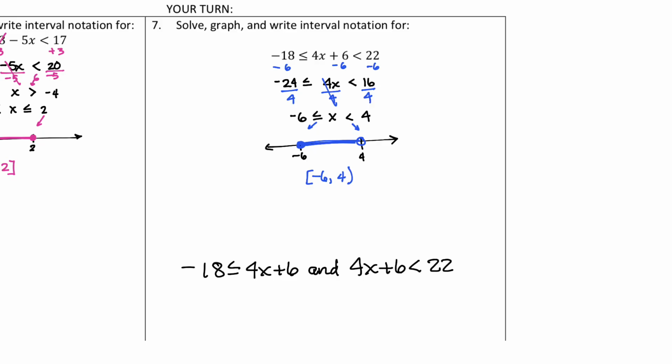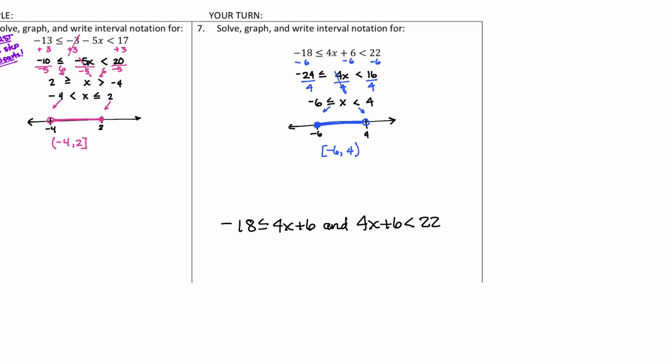Okay, so now just to show you that it's the same thing. Wow, that's messy. Okay, I'm going to minus 6 here, and we get negative 24 is less than or equal to 4x. Divide by 4. And we get x, it's a positive 4, so you leave the inequality sign. However, now I need to flip it, so I need to switch the inequality sign. Okay, on the other side, let's subtract 6 from both.